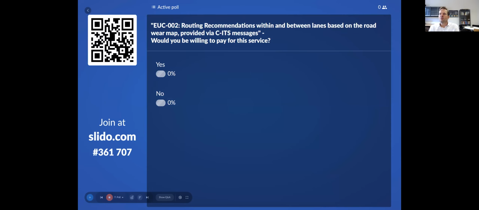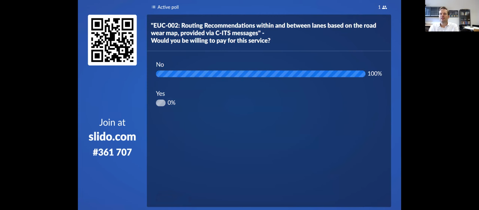Routing recommendations within and between lanes. This is clearly something which everyone would be concerned with if he or she owns a car equipped with this equipment. So here the question is, despite the benefits, would you be willing to pay extra for such a service? I think the development is quite clear here.